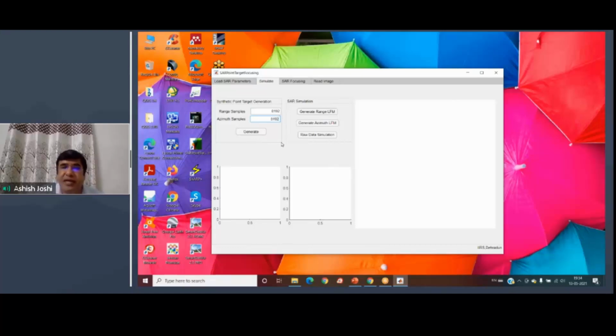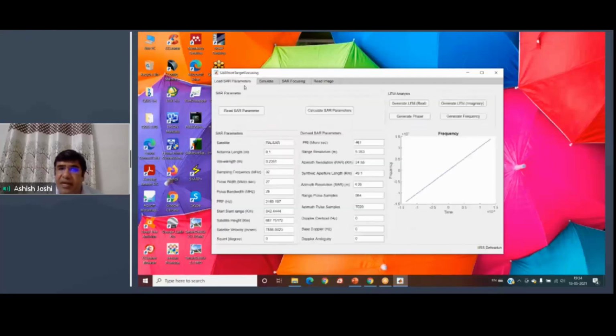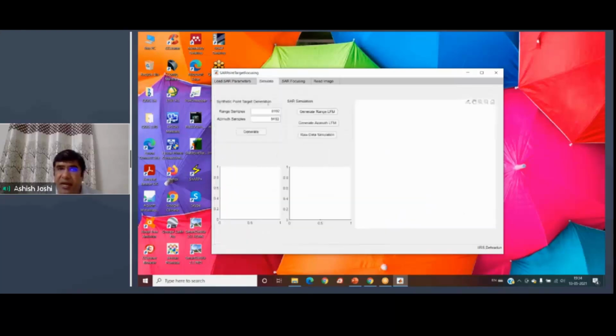Which means we are simulating a scene which has 8K pixels in the range direction and 8K pixels in the azimuth direction. Why are we taking 8K? Because our azimuth pulse count is greater than 7000, so we take a power of 2, 2 to the power n, around that. And now we are generating a point target in this way.